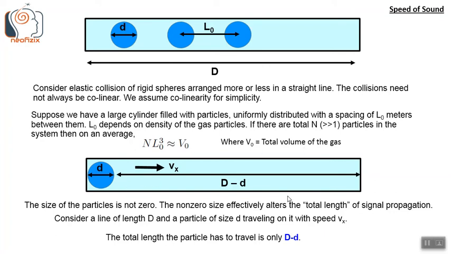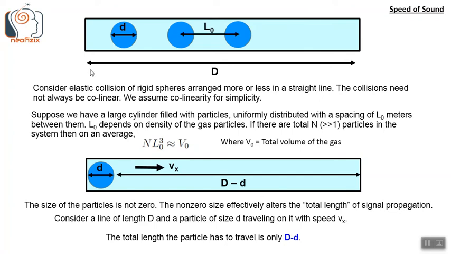So this is roughly a very good approximation. Very closely it matches. Also we should note that the size of these particles, in sky blue, is not exactly 0. They have a size, the diameter d as shown in the figure. The non-zero size effectively alters the total length of the signal propagation.